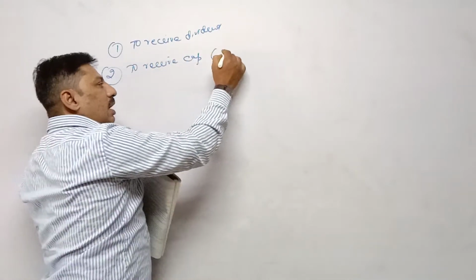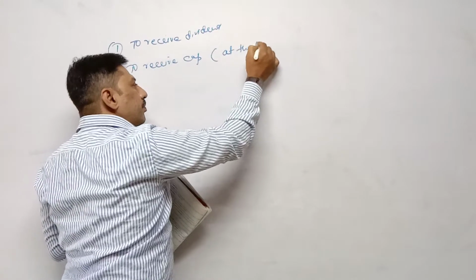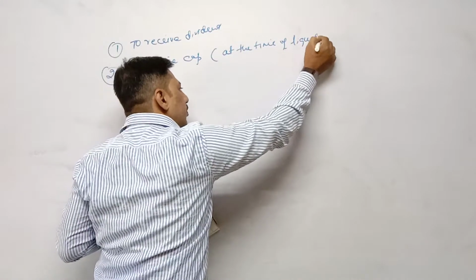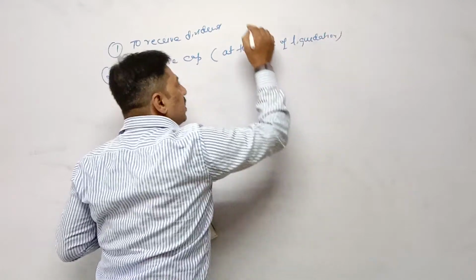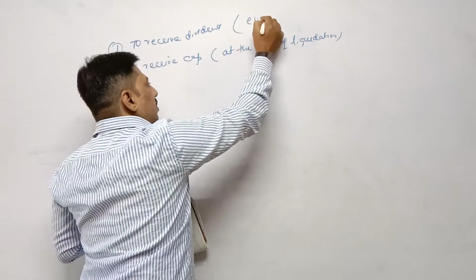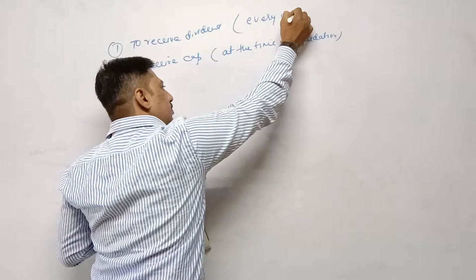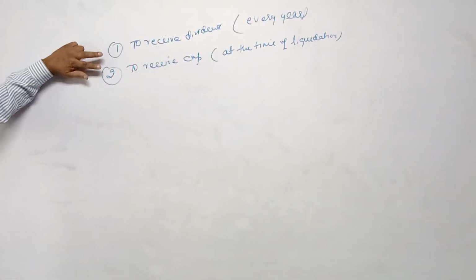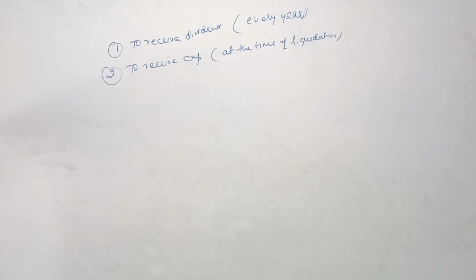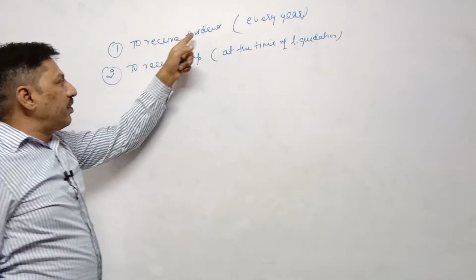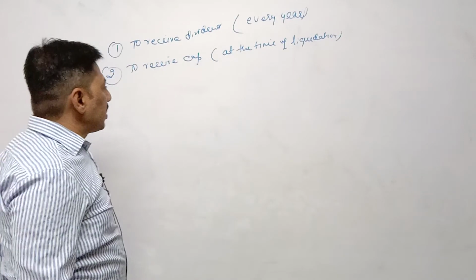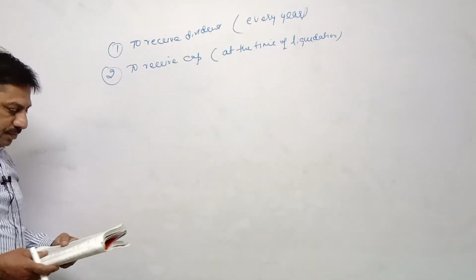Receive capital means at the time of liquidation. And dividend is every year. So on the basis of these 2 points, we are defining equity share. The shares having last right to receive dividend and last right to receive capital, such shares are called equity shares.